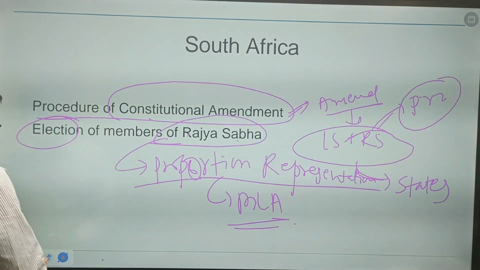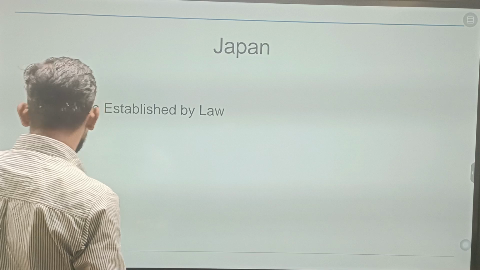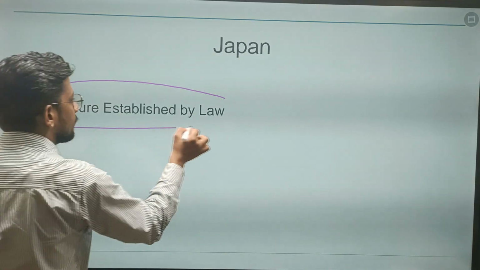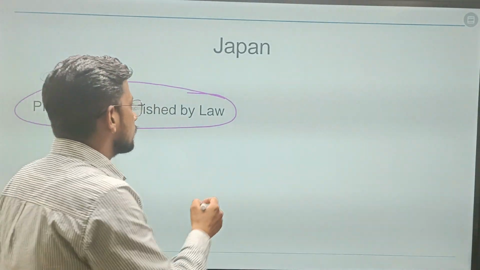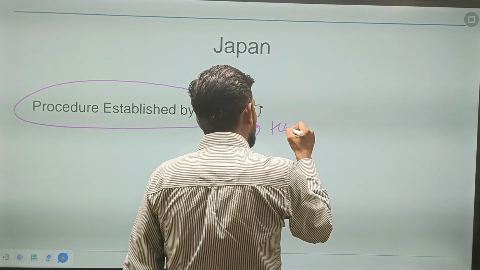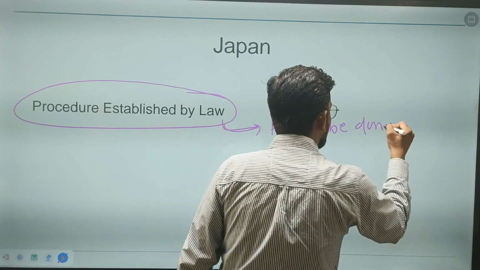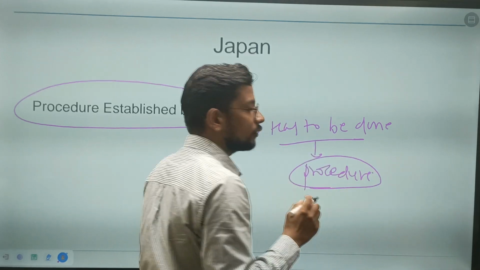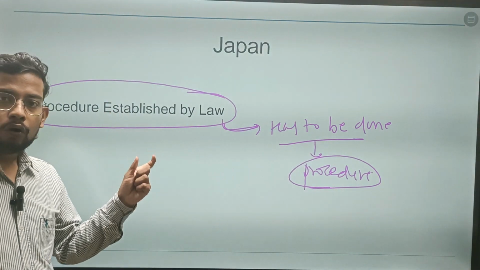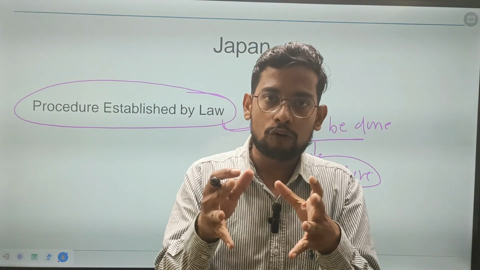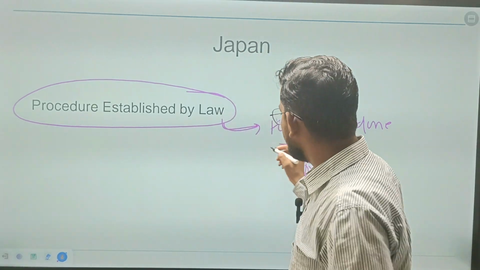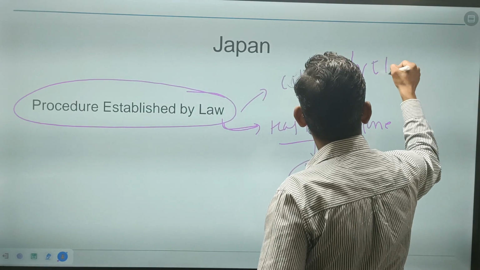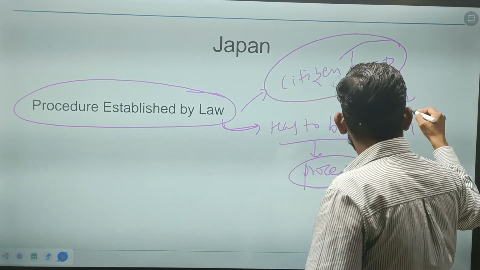Now let us move on to the next provision, Japan. What have we taken from Japan? We have taken the provision of procedure established by law, which simply means if anything has to be done, the procedure for that will be decided by the law. Whatever procedure has been defined in the law has to be followed. Whether the person is a normal citizen or a VIP, both will have the same procedure.